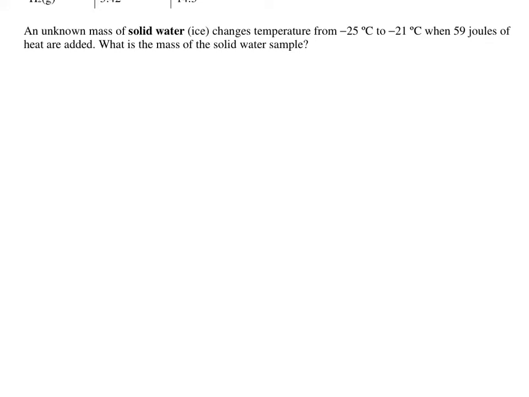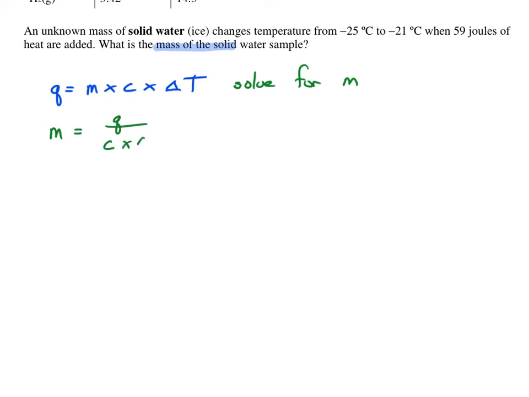a heat and temperature problem. So we have our heat Q is equal to our mass times our specific heat capacity times delta T. In this problem, we're asked to solve for the mass of the sample. So we're going to solve this equation for M. And we have M is equal to our heat divided by our specific heat capacity and delta T.